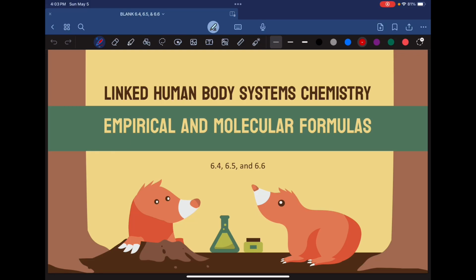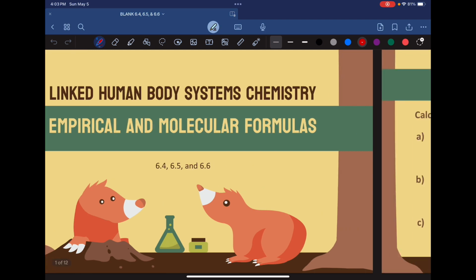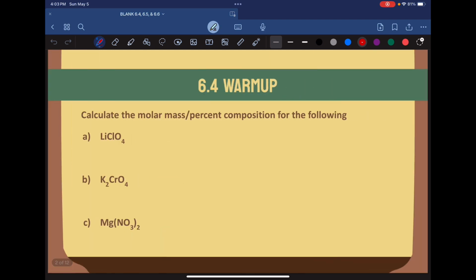Here's the second half of Unit 6, and we're going to learn about empirical and molecular formulas. Here's the warm-up to 6.4. You want to calculate the molar mass and the percent composition of each element in the following. Pause the video and then come back to check your answers.